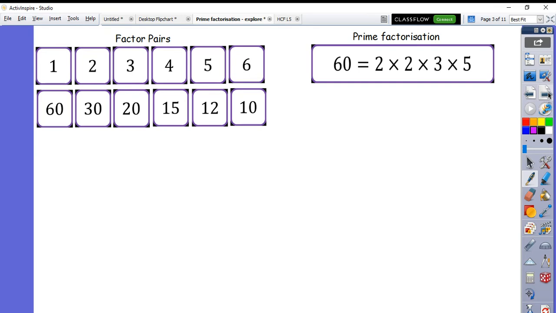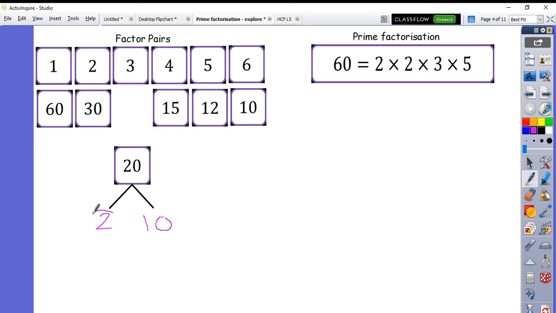So bearing this in mind, I want to have a look to see if there's anything I notice about the different factor pairs and the prime factorisation. So let's pick one of the pairs. So let's pick the number 20 and let's have a look at the prime factors of the number 20. So let's split that first. So I'm going to split it into 2 and 10.